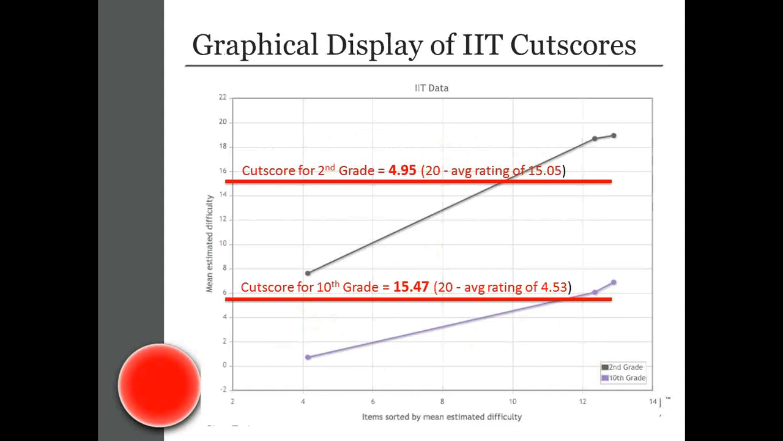I just took the mean of the items for the second grade, which is the line in black, and figured out it corresponded to an average rating of 15. I didn't actually invert it, but I subtracted from 20 to get the 4.95 value. So it's just a graphical display of the last slide. Next one, Steve.